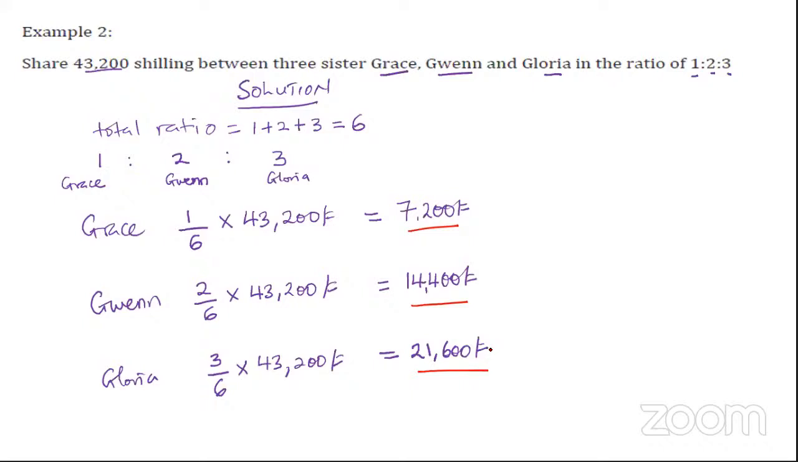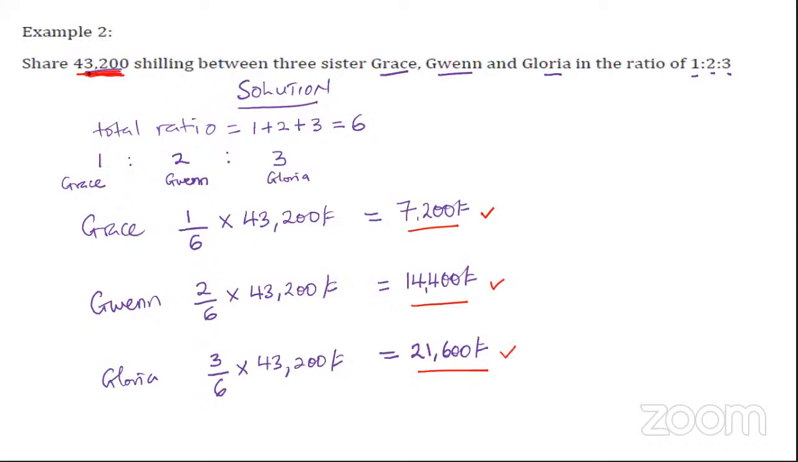And you'll even know, meaning that Gloria got three times Grace's amount, while Gwen got two times Grace's amount. Then Gloria got one and a half times Gwen's amount. So you realize that it gets easier for you to calculate through this. But those of you who can prove your answer, to know that you're on point, when you add up 7,200, then 14,400, 21,600, your total must be this.